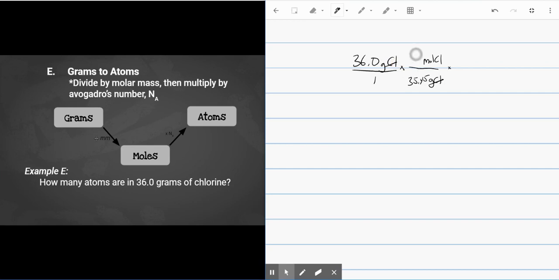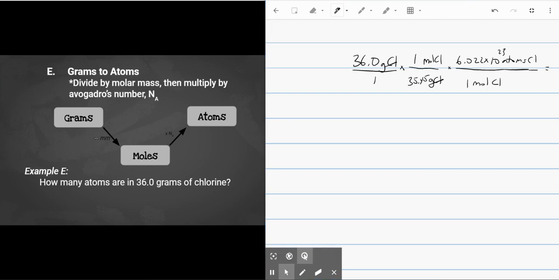So now I know how many moles of chlorine once I do this, which is very close to 1, 36 divided by 35.45. Very close to 1 mole. So I should get really close to Avogadro's number because moles go on the bottom. In 1 mole of chlorine, I have 6.022 times 10 to the 23rd atoms. Okay, that's how many atoms are in 1 mole of chlorine. I'll put atoms of chlorine there.